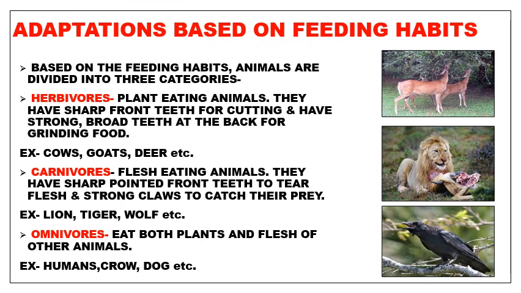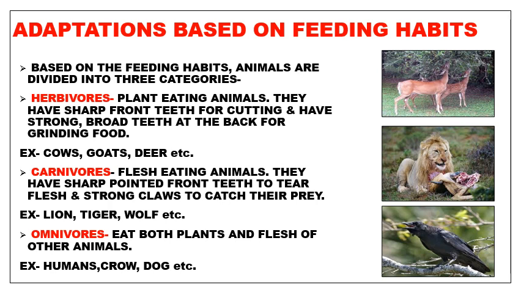Now, adaptation based on feeding habits. Animals need food to grow, to get energy, and to stay healthy. You all know that different animals eat different types of food. Their feeding habits depend on the types of food they eat. Based on their feeding habits, animals are divided into three categories: herbivores, carnivores, and omnivores. Let us study all these three one by one.